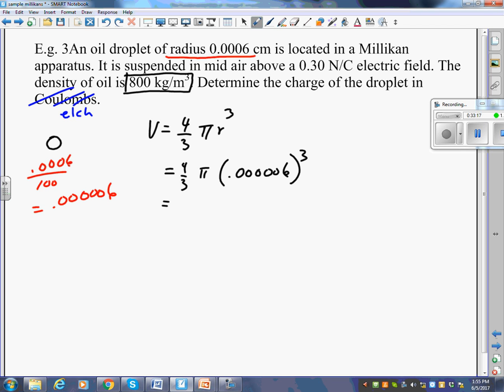So, hold your calculator in your left hand if you're right-handed, and right hand if you're left-handed, and do this. You're going to go 4 divided by 3 times pi times 0.000006. Now the cube button.